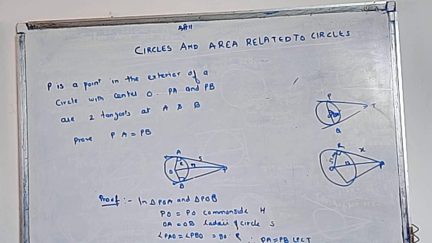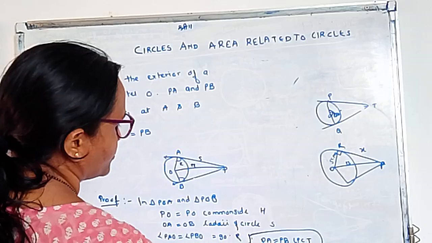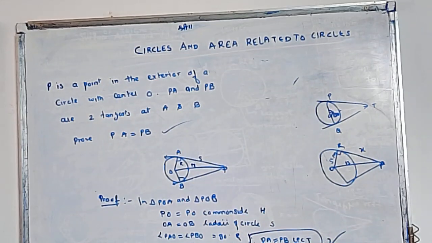Therefore, once we prove that both the triangles are congruent, we say that PA is equal to PB by CPCT. Hence, proved that PA is equal to PB. Okay.